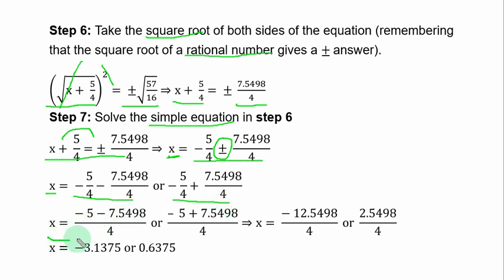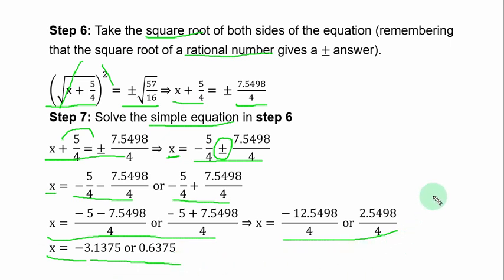So you have the same denominator, you subtract and add. When you do that, you have this step, and when you add, you have this result, and when you divide, you have s equal to minus 3.1375 or 0.6375.